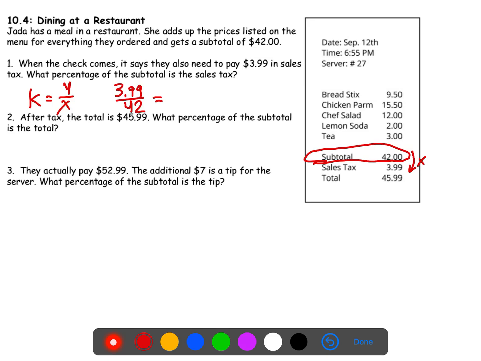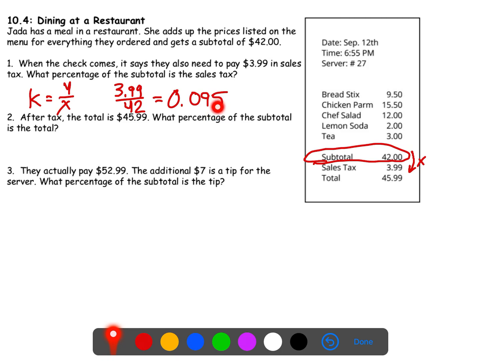And $3.99 divided by 42 is... one second. There we go, 0.095. All right, now remember, this isn't a percentage yet, and our sales tax needs to be as a percentage. This is $1. So you spend $1 and you pay just over 9 cents, 9.5 cents.